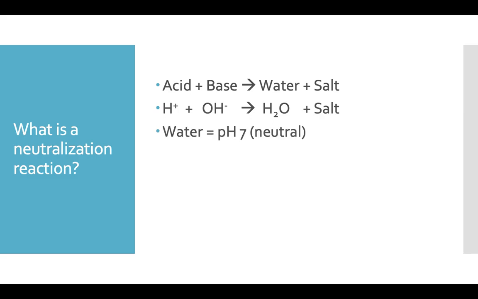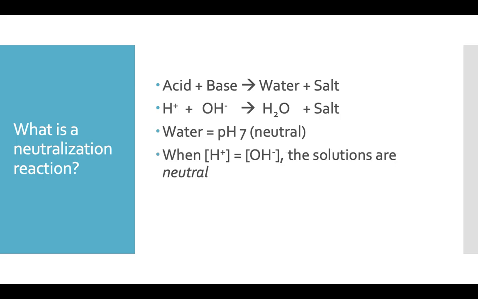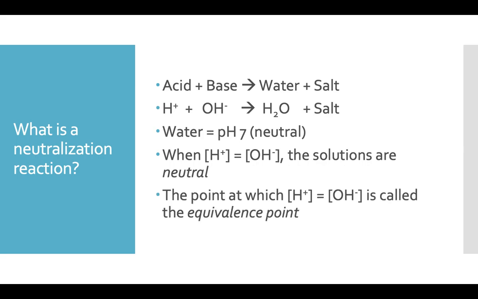Since water has a pH of 7 and water is neutral, that's how these reactions get their name. We're taking a low pH acid and a high pH base, and when we put them together, they form a product that's neutral. The concentration of hydrogen and hydroxide has to be equal in order for the solution to be neutral. And that point at which the hydrogen and hydroxide concentrations are equal is the equivalence point.